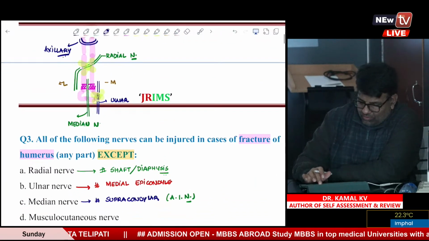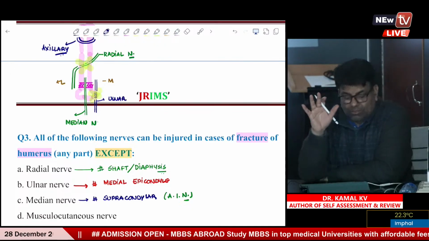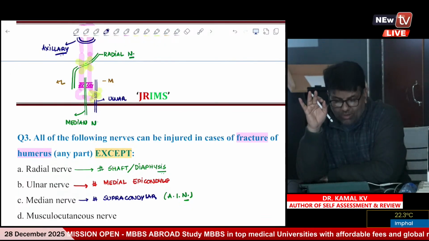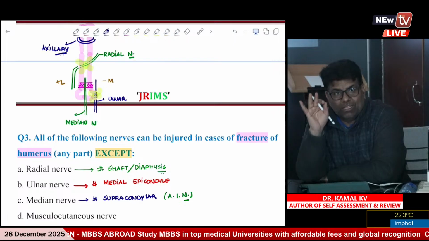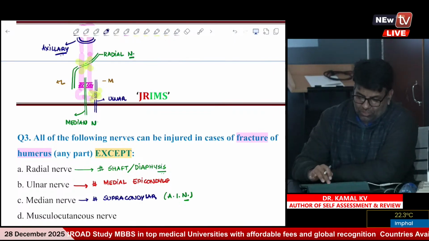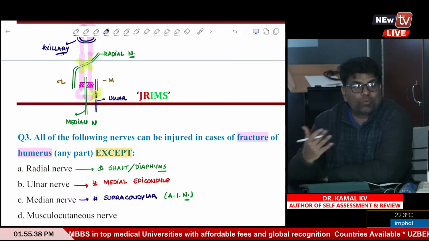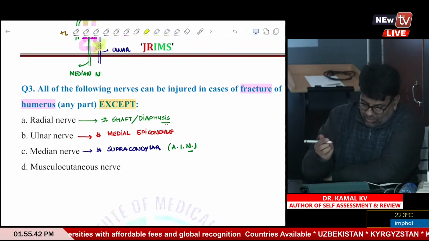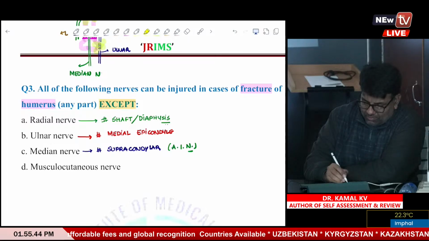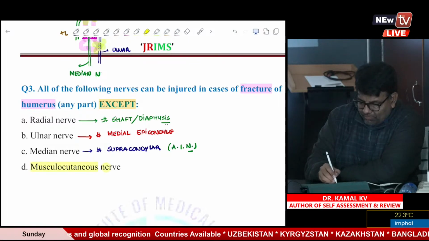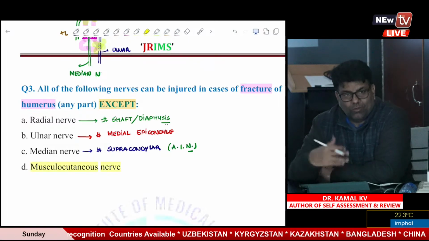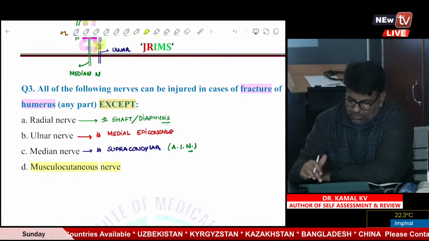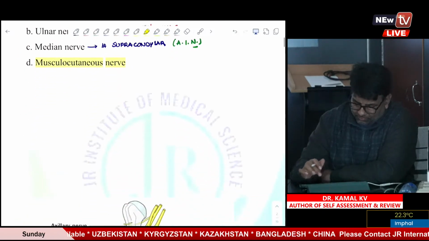Okay? So if someone asks you to read one bone, my answer will be please read humerus, because you see 4 nerves in close proximity. So very important from clinical practice point of view. So the answer here is musculocutaneous nerve. It is not documented to be injured in case of fracture of humerus.